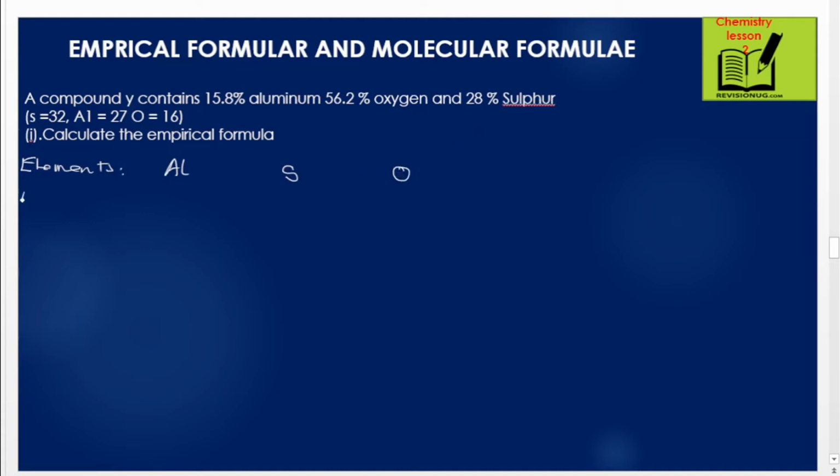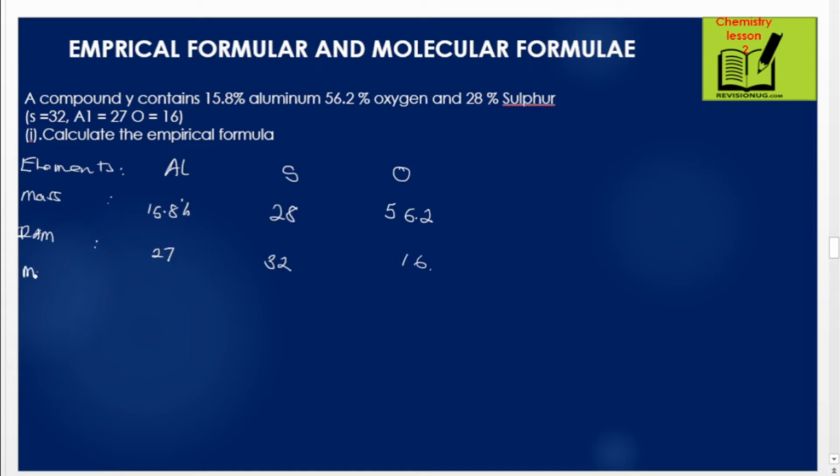Then after that, let us write their masses, percentage composition by mass. Aluminium takes 15.80%. Sulfur is taking 28%, and oxygen takes 56.2%. Then after there, we write their relative atomic masses, right? For aluminium is 27, for sulfur is 32, for oxygen is 16.